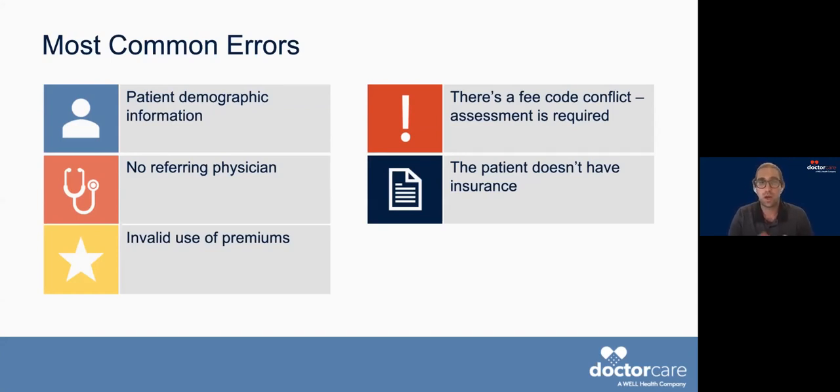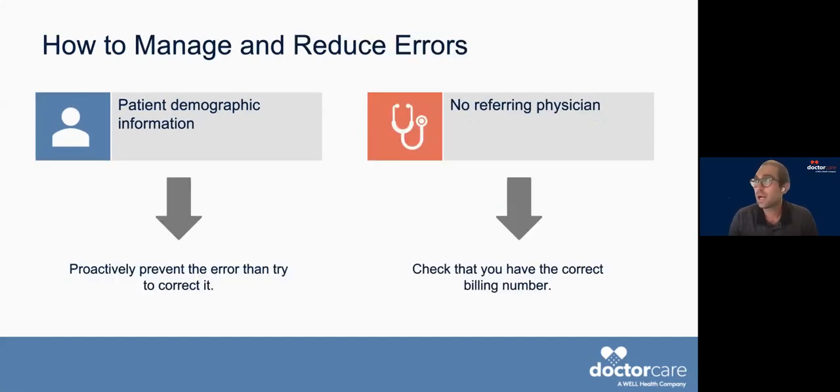Another common one is no referring physician, right? So you get a referral, but you don't put the referring physician number in, or it's not a proper physician number. And so now that claim's coming back rejected. And then we see in lesser amounts, but also, invalid use of premiums, fee code conflicts, or 2 codes that can't be billed together, or a patient who just doesn't have insurance, which has probably happened a bit more again during COVID. So to jump into these error types and how to manage them, right?